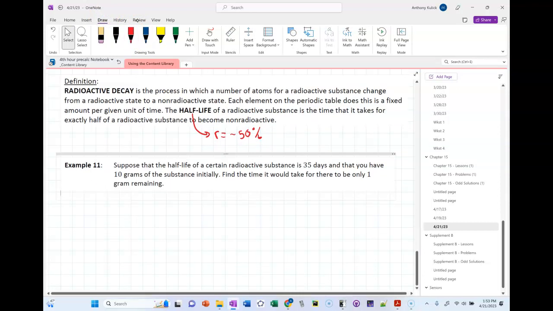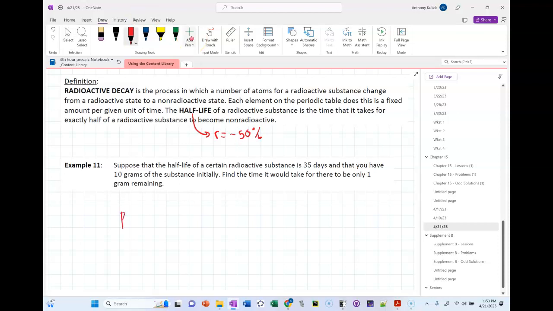So let's say, suppose that the half-life of a certain radioactive substance is 35 days. So it's a radioactive situation, so I'm going to start by writing this population model. And you have 10 grams of the substance initially. Find the time it would take for there to be only 1 gram remaining. So let's write our model first.